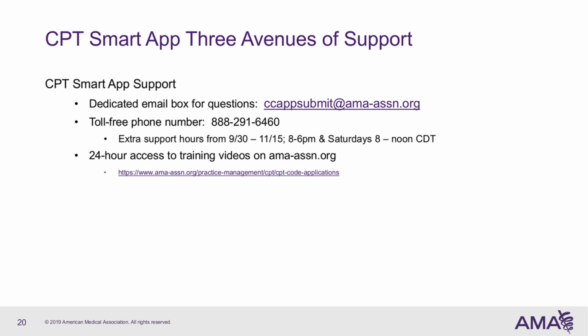And then this is kind of key. This is how you get a hold of us here at the AMA if you have questions. We talked about the email box. We do have an 800 number that you can call that's staffed during the day, and we have some off hours as well. We know that many of you do work on Saturday mornings or in the evening, so get a hold of us that way. And then you can always go online to visit any of those training videos. Those are always available. So those are the key parts about the CPT Smart App.